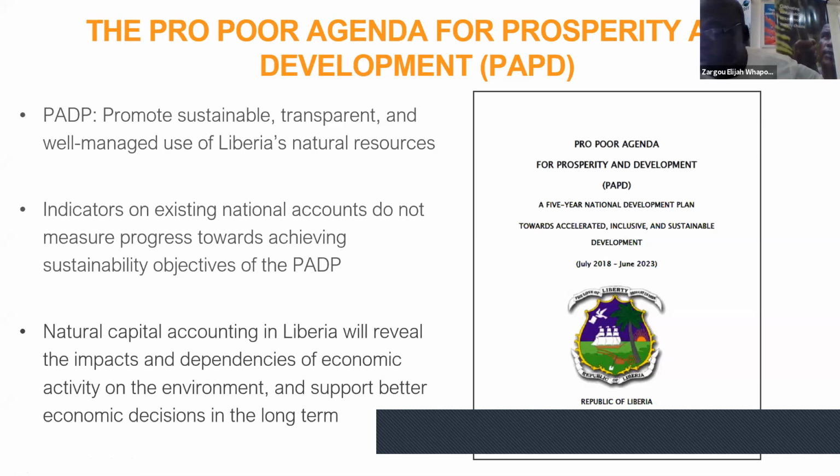The way forward is to include the SEEA, or natural capital accounting, in our development program so that it helps us make holistic, informed economic and social development decisions for sustainable growth. Incorporating natural capital into national accounts in Liberia will reveal the impacts and dependencies of economic activity on the environment and support better economic decisions, as I mentioned earlier. By providing information on the true cost of natural resource use, depletion, and degradation, NCA can help decision makers in a country like Liberia to better understand the impacts and trade-offs of our development decisions.